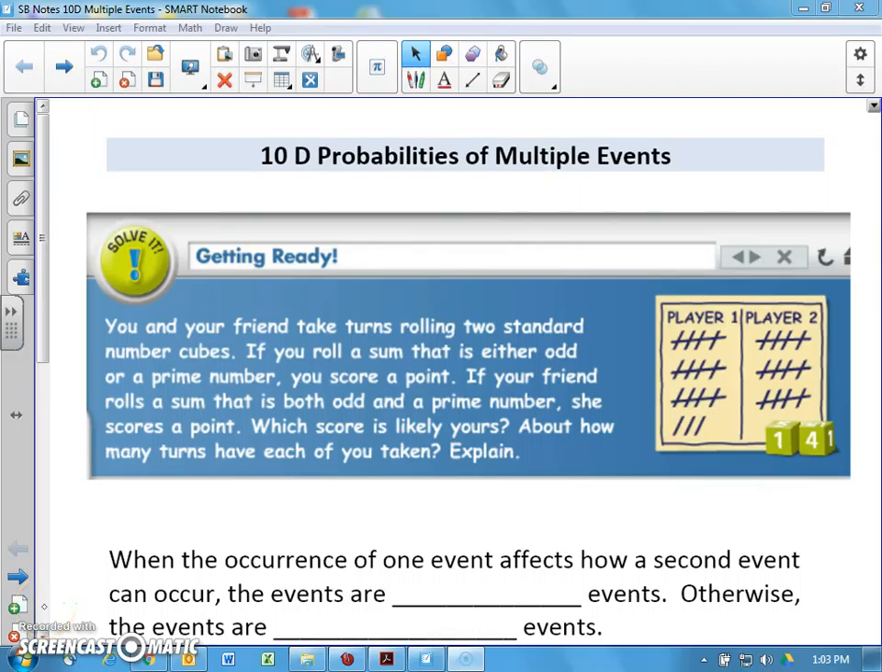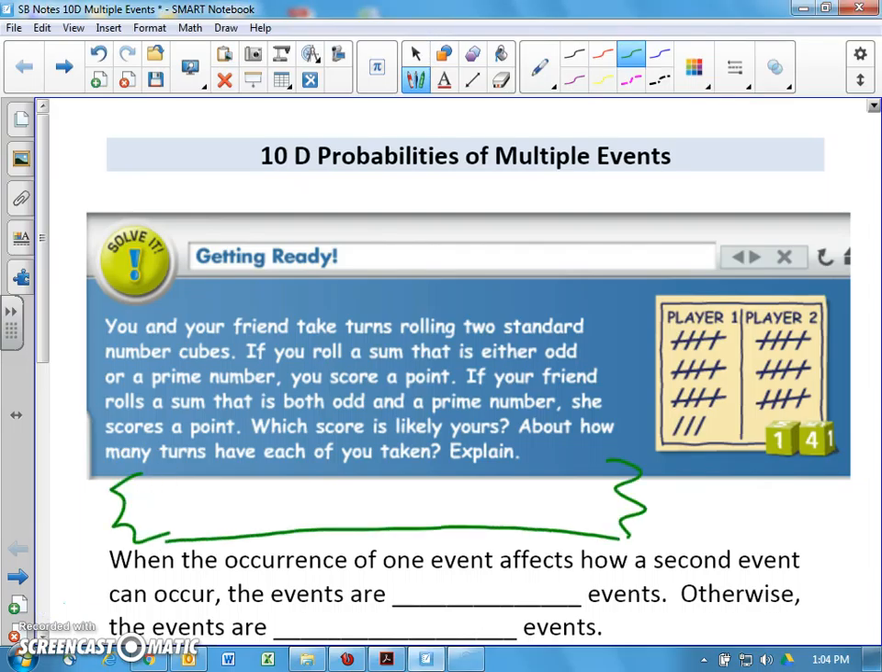Okay, I want you to stop the video a minute and look at this first example where it says getting ready. You and your friend take turns rolling two standard number cubes. If you roll a sum that's either odd or prime, you score a point. If your friend rolls a sum that's both odd and prime, she scores a point. I want you to think about this and write out an explanation of what you think the answer is right here. Your teacher will be checking to see that you have done that.